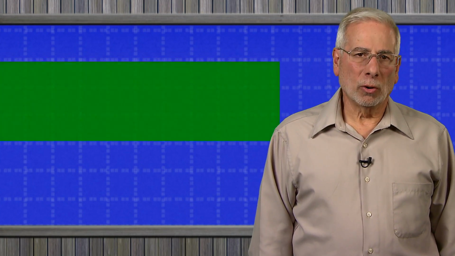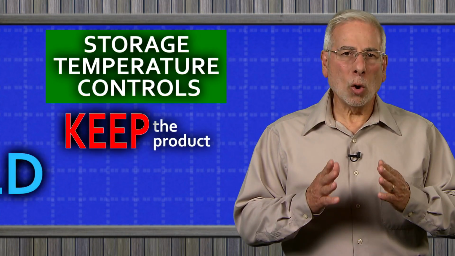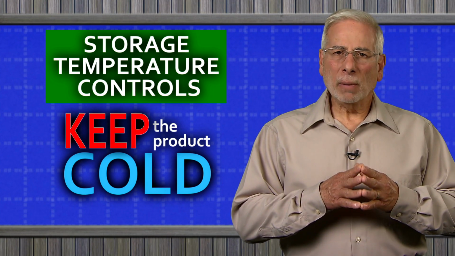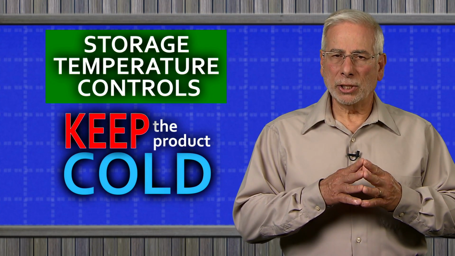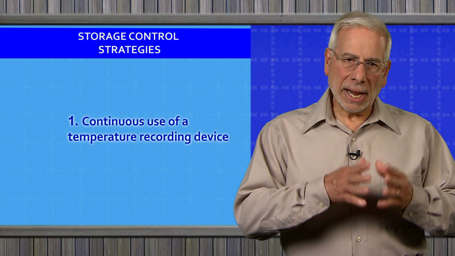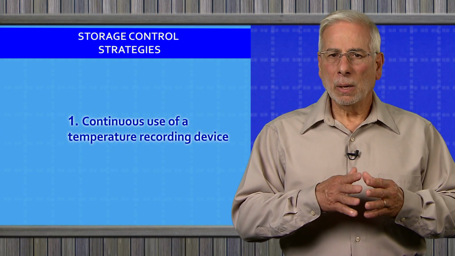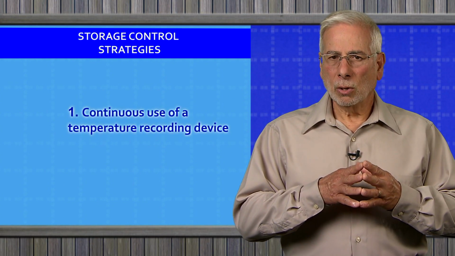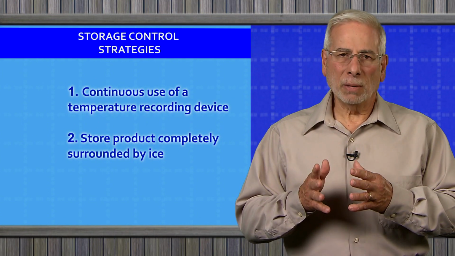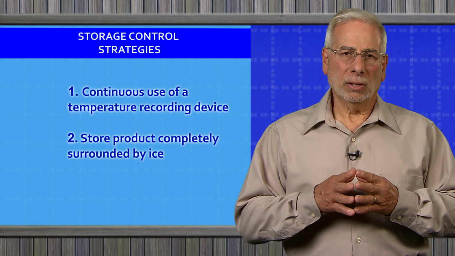Let's move to product storage. For all of the products we've discussed so far, storage controls are much simpler. In fact, to control scombrotoxin formation and pathogen growth, including Clostridium botulinum, there's only one goal: keep the product cold. FDA recommends two possible storage control strategies. You can either measure the ambient air temperature continuously by using a temperature recording device, or store the product completely surrounded by ice. Let's take a look.